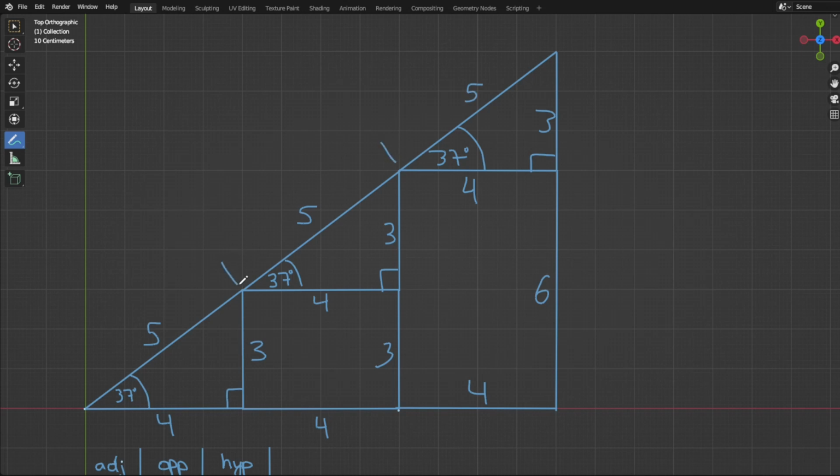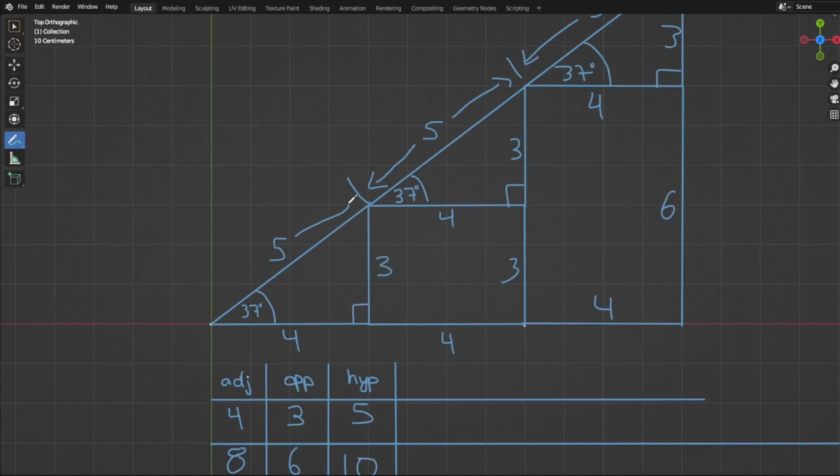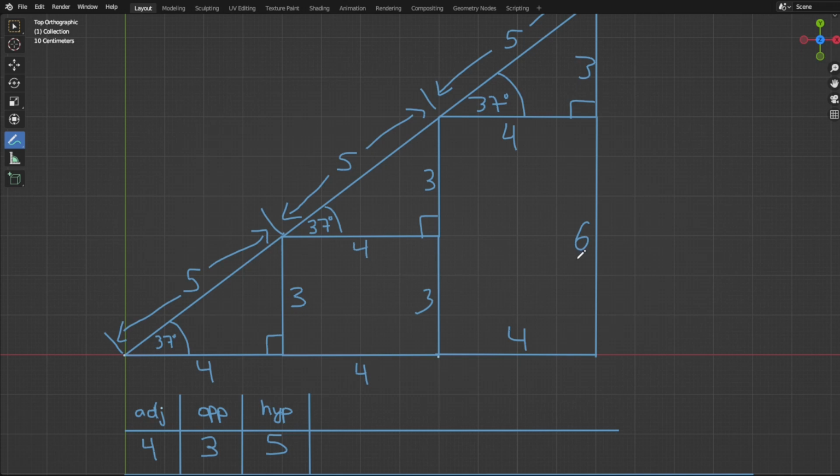But let me just draw out these little diagrams to get a less ambiguous representation. All right, so we've got a whole bunch of right triangles.